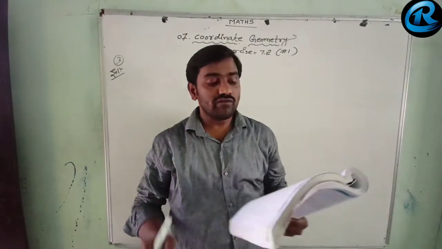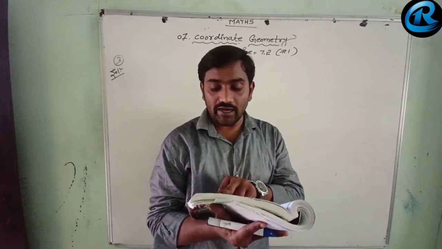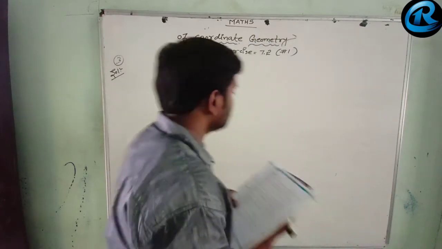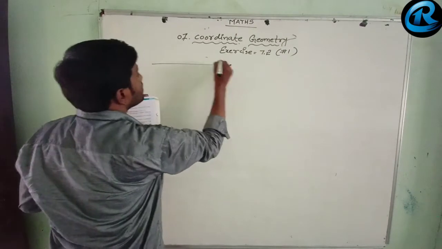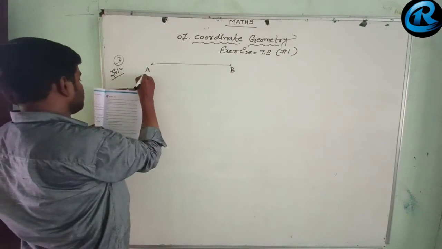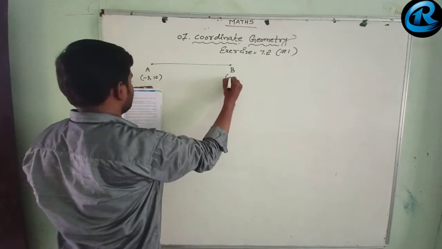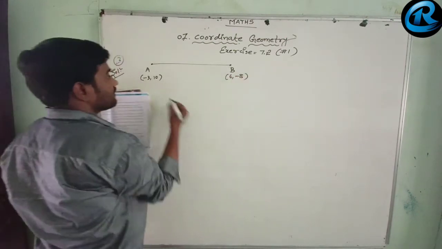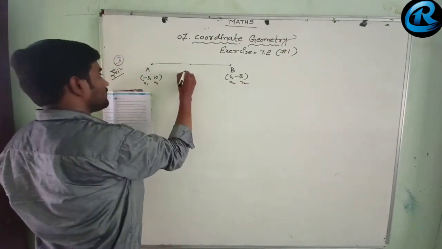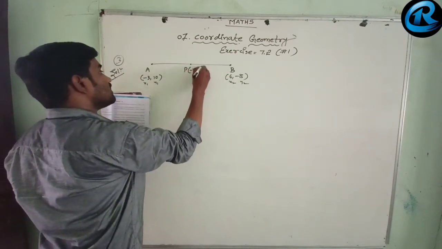Find the ratio in which the line segment joining the points minus 3 comma 10 and 6 comma minus 8 is divided by minus 1 comma 6. See that this A point and B point is here. The point A is minus 3 comma 10 and B point is 6 comma minus 8. Here it is x1, y1, here x2, y2. This line segment is divided by this point P, minus 1 comma 6.